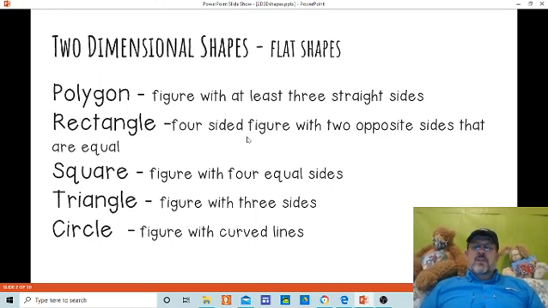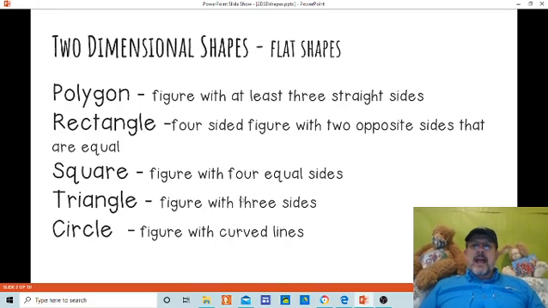So rectangle has four sides, but only opposite sides are equal. Remember that? You need to remember that. Opposite sides are equal on a rectangle. Then on a square, what do we know about a square? You're right. All the sides are equal. All of them. Great. Okay, then a triangle.